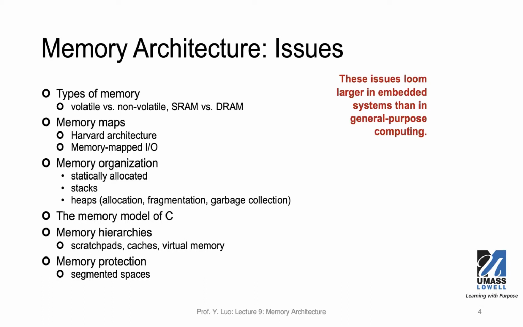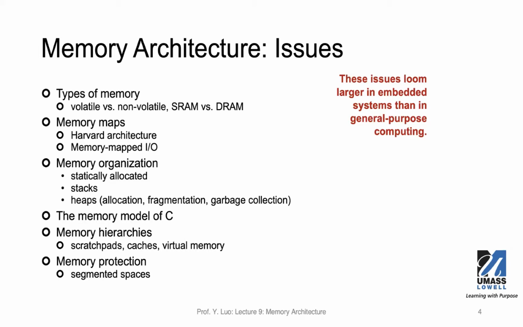We will consider many different things as part of the memory architecture. We will consider the types of memory. Is it going to be volatile or non-volatile? And for volatile memory, is it going to be SRAM or DRAM? Both have pros and cons. SRAM is faster than DRAM, but SRAM tends to be costly. So that's why we tend to have a smaller size of SRAM than DRAM. And DRAM could be abundant, in large quantity, because it's cheap.